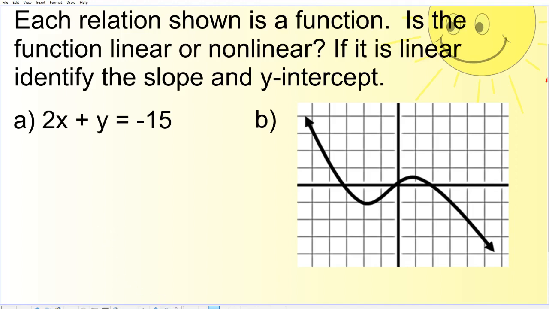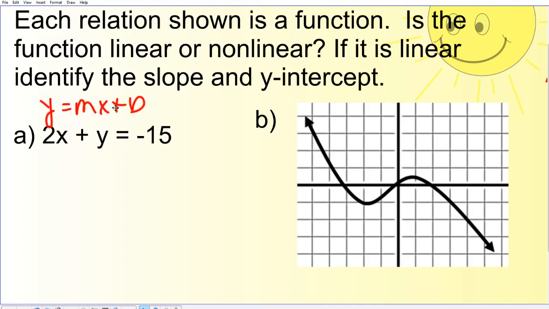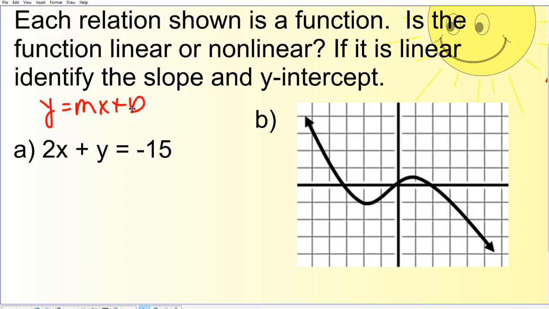Now, with an equation, like this first example here, our goal is basically to see, can we take this and make it look like that? We know from experience that this is the equation of a line. This is slope-intercept form. That's a straight line. You cannot write curvy things in this form. So if I can take this equation and make it look like that equation, well, then it's linear.